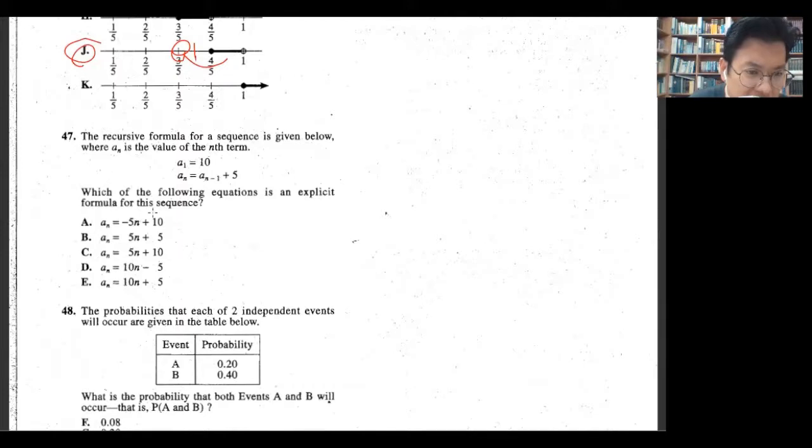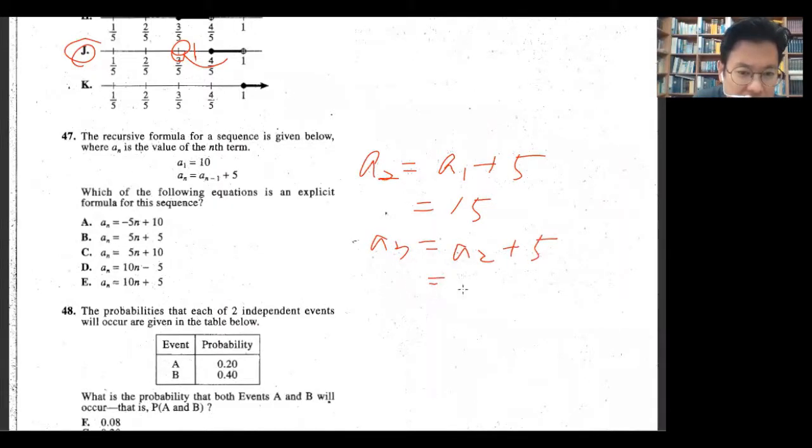Formula, which is the following explicit formula for this equation. A1 is 10, so A2 equals A1 plus 5, so it's 15. A3 equals A2 plus 5, which is 20. So every time you add 5, a number starting off of 10. So C. No, not C, B. It becomes 10. So, yeah.